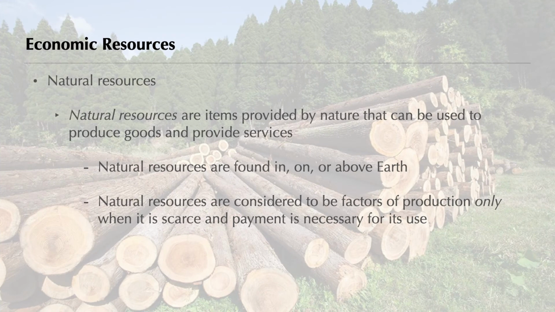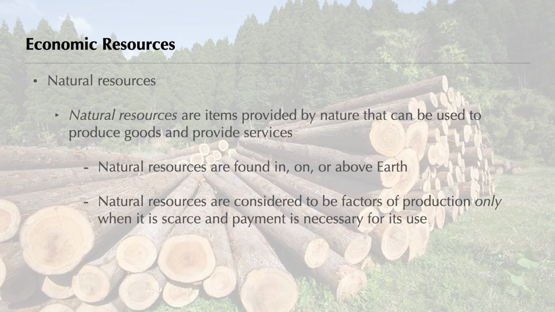Items provided by nature that can be used to produce goods and to provide services are called natural resources. Natural resources can be found on or in the earth or in the earth's atmosphere. Examples of natural resources on or in the earth are farmland in California, trout-filled rivers in Montana, oil fields in Oklahoma, and coal mines in West Virginia. Atmospheric resources include sunlight, wind, and rain.